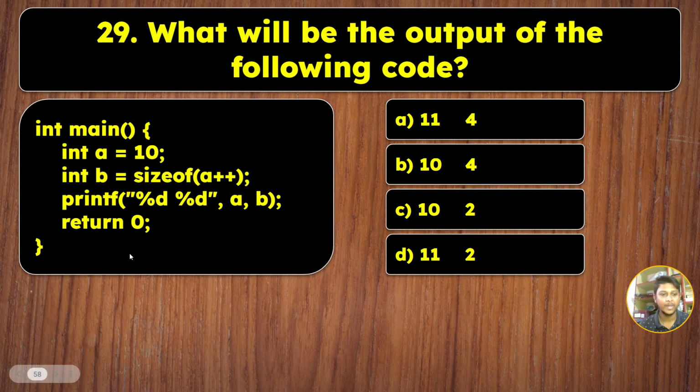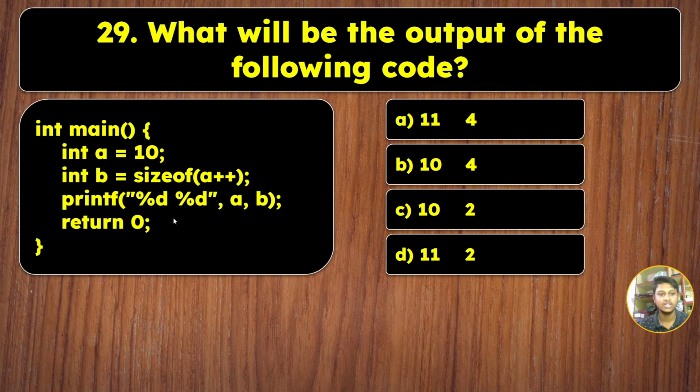Our next question is also an output based question. So here we have our main method, and a is of type integer and holds the value 10. b equal to sizeof(a++). Then we are simply printing a and b. So you can guess the correct answer below. We have our four options. Option A says 11 and 4. Option B is 10 and 4. Option C is 10 and 2. And option D is 11 and 2.